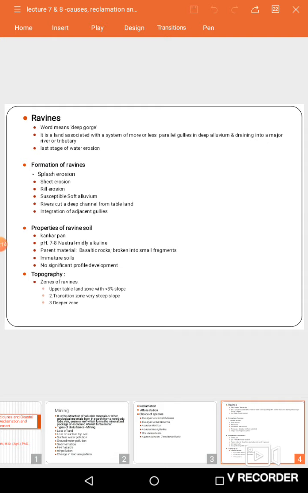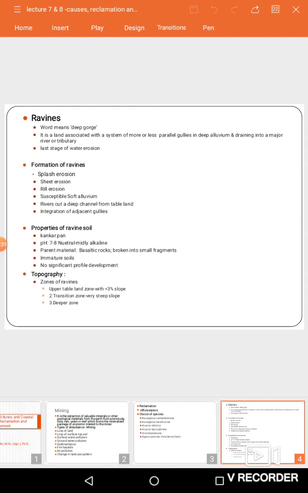These ravines are formed by severe water erosion, that is, after splash, sheet and rill erosion, most of the soft alluvium is susceptible to move, and that makes a deep channel and cuts into the river, and this is formed as ravines. These ravines, or zones of ravines, have three types based on their percentage of slope.